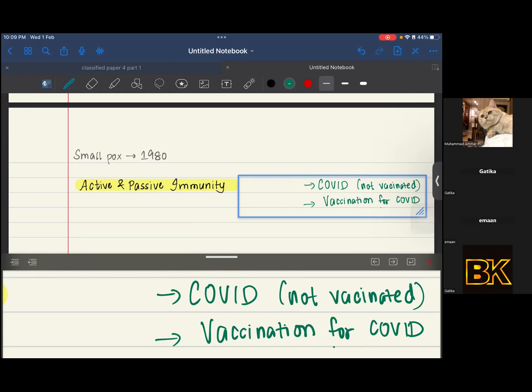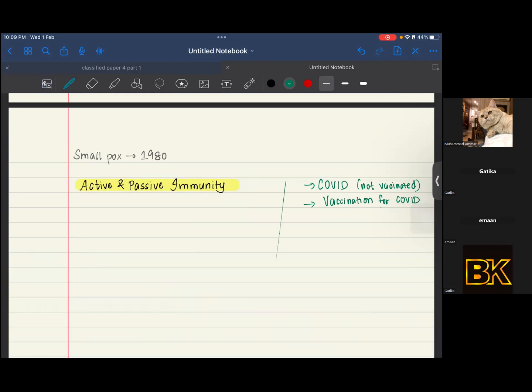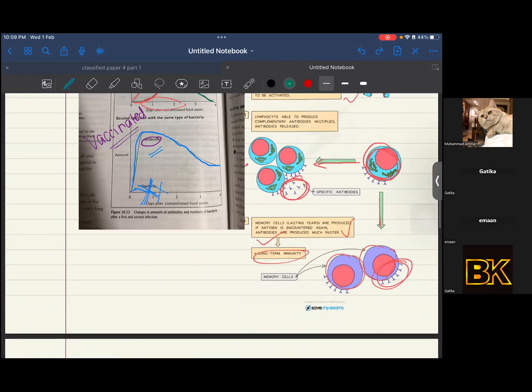So in this case, my body has made my own antibodies, and of course, in that process, I will get antibodies and I will get some memory cells. When I have made my own antibodies and my own memory cells because of the live infection by that pathogen, that is called active immunity.